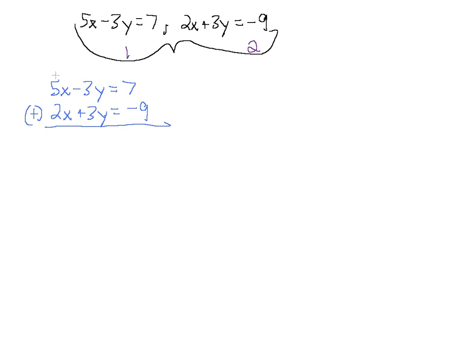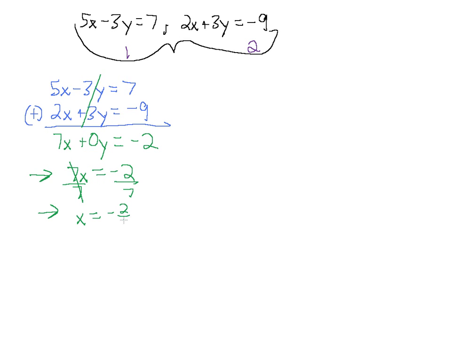Straight top to bottom, we have 5x plus 2x is 7x. We have minus 3y plus 3y, which gives us 0y. These terms actually cancel, but just for the first couple of examples, we can put 0y as a placeholder so we don't get confused here. And then we have 7 minus 9 is minus 2. This gives us 7x, we can drop the 0y now, equals minus 2. Let's go ahead and divide both sides by 7. And that gives x equals minus 2 over 7.